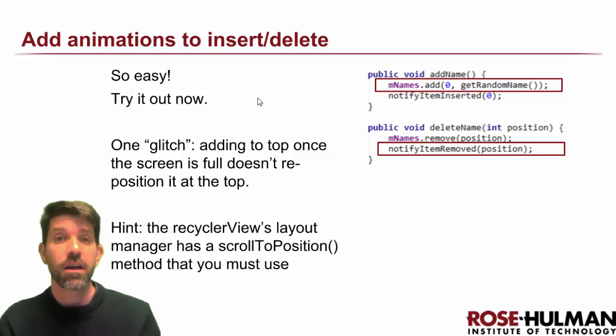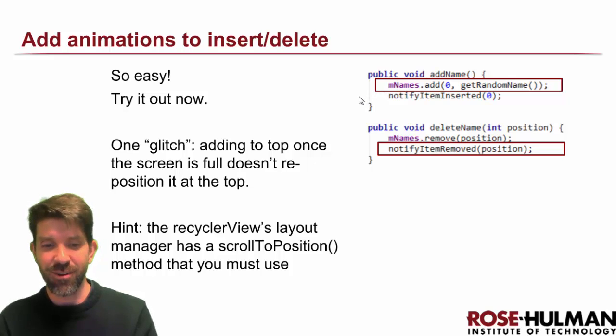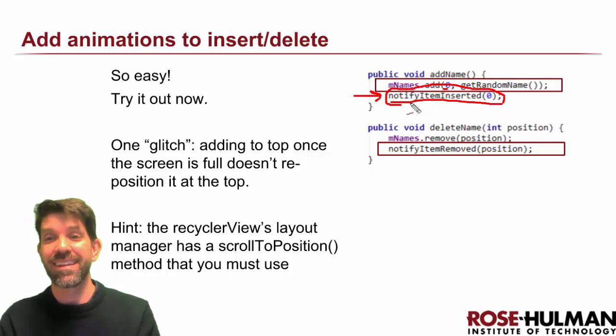So first thing are the animations. Really, really easy to get default animations on these. And if you look, there's really super easy things to change, and it looks like I highlighted the wrong thing here. What I really wanted to highlight was the next line down. The new thing is that when we add a name to position 0, rather than notifying dataset change, I just want to notify that an item has been inserted at that position, right? And see what that looks like.